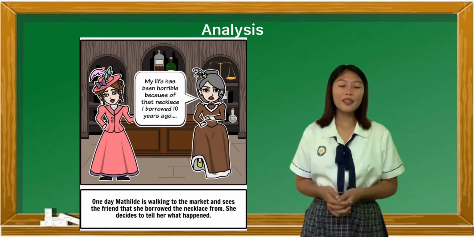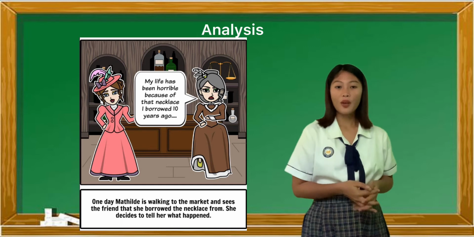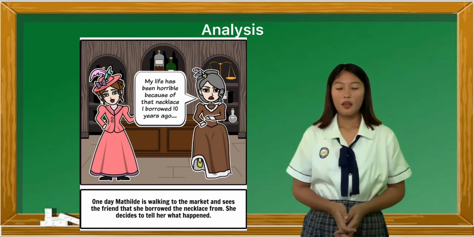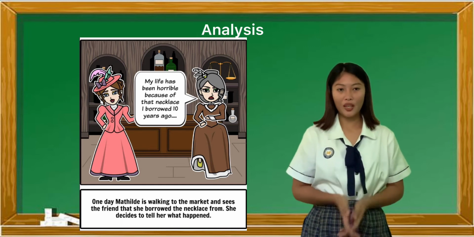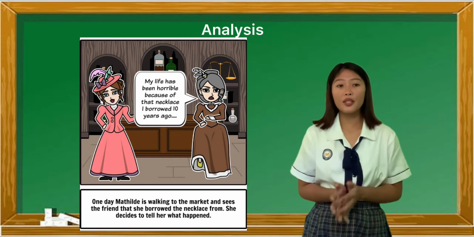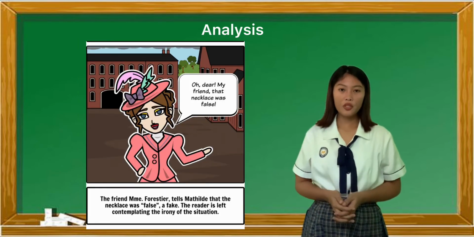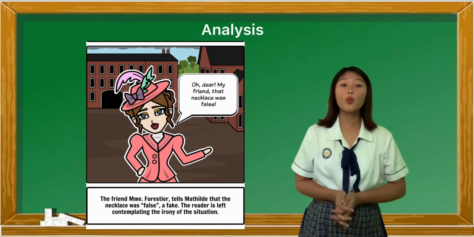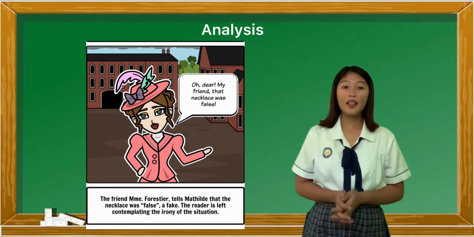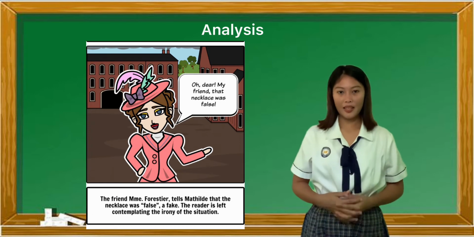One day, Mathilde happened to meet Mrs. Forrester while they were taking a walk. So Mathilde said to Mrs. Forrester, "My life has been horrible because of that necklace I borrowed 10 years ago." Mrs. Forrester revealed that the necklace was only worth 500 francs and was a fake necklace.